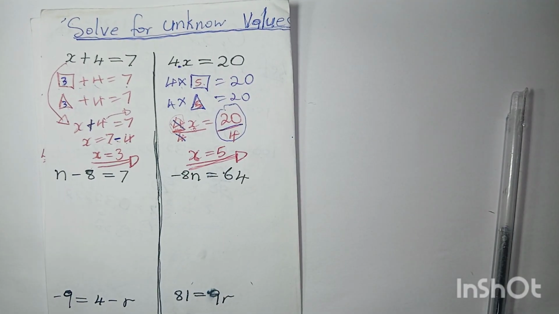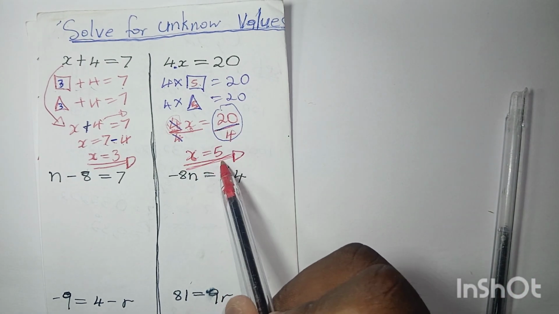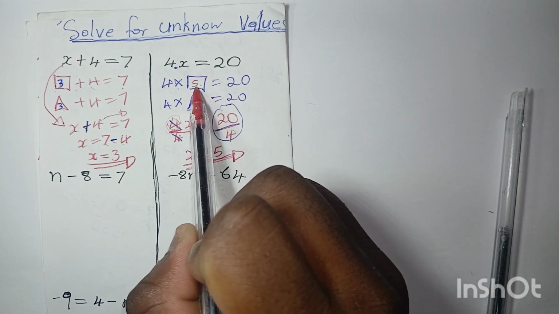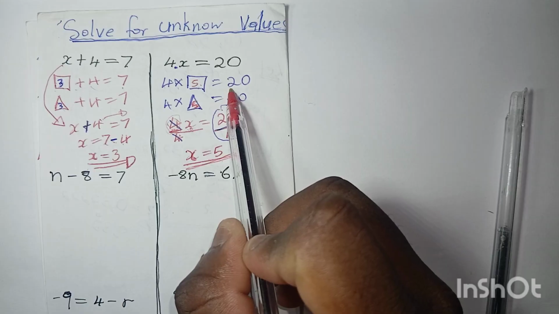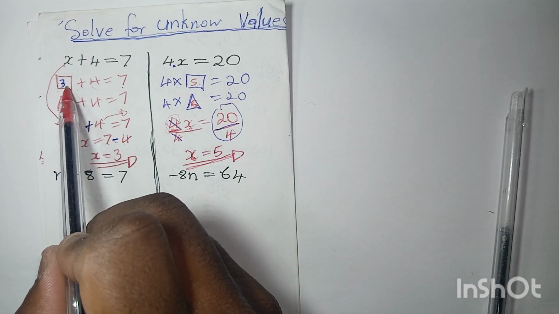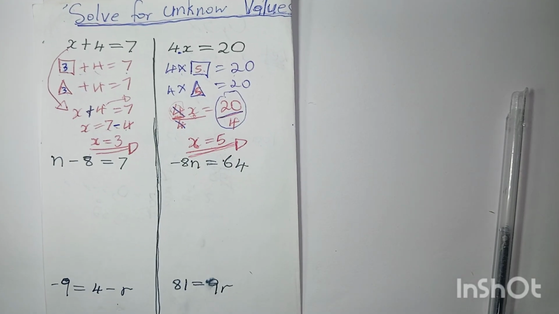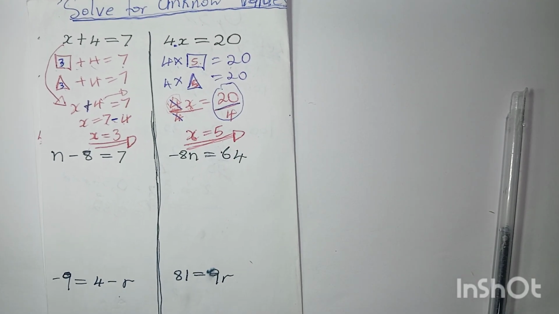Do you see, guys? So it means now the value of x here is 5. If I substitute 5 here, I get 20. Then on this side, the value of x is 3. If I substitute 3 there, I get 7. So let's try to do more questions so that you can get what I'm trying to say.